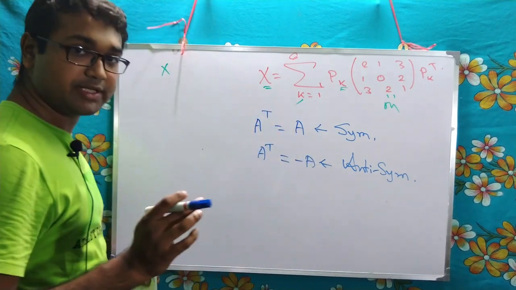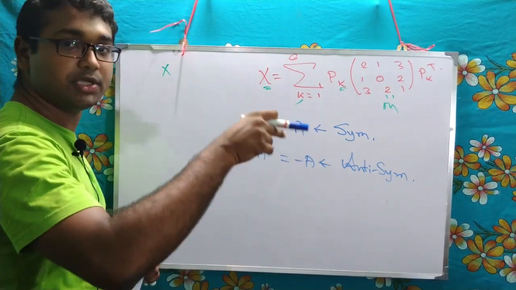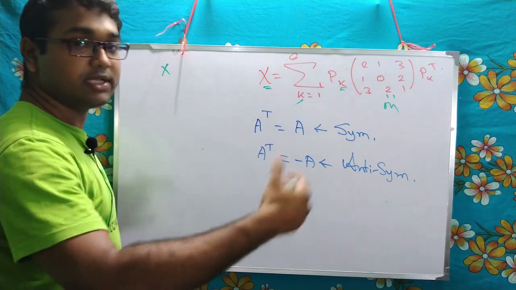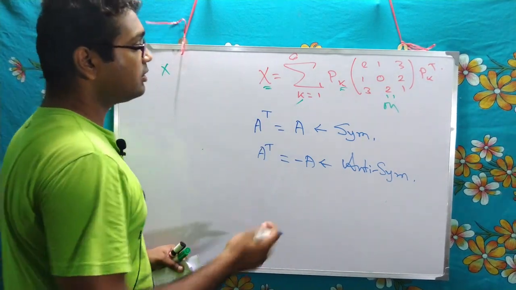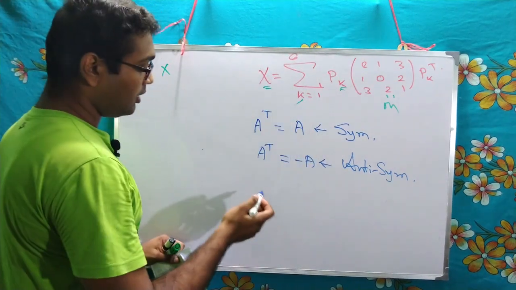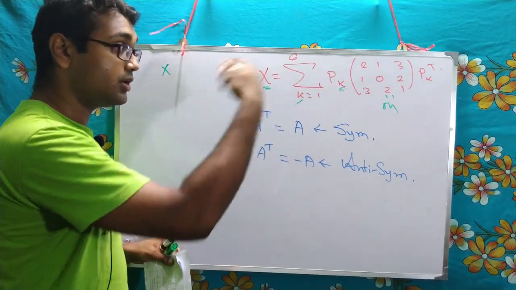And what is transpose? Transpose is actually changing the rows into columns and columns into rows. Like, let me take this matrix one. No, I should not take this one, I shall do it later.